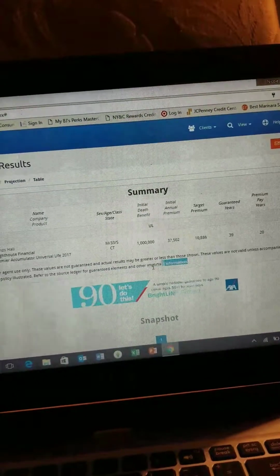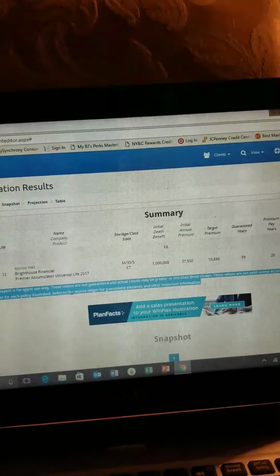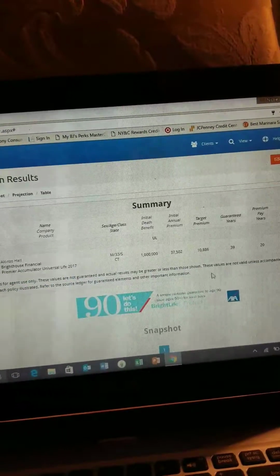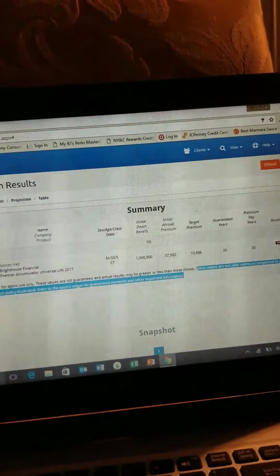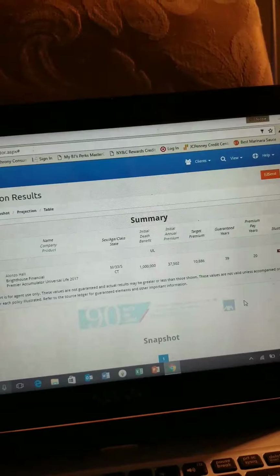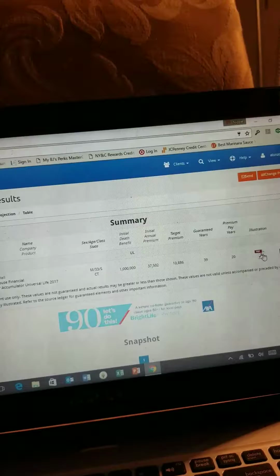Now, if you'll notice here, this says this report is for agent use only. These values are not guaranteed, and actual results may be greater or less than those shown. And then it says these values are not valid unless accompanied or preceded by a source ledger for each policy illustrated. Again, that's internal stuff, but the reason I post this is because, like I told you, you may or may not know, a couple years ago I got sued for $1 million, and the woman won. She won $410,000 from me, which I don't have. But that's why I work.